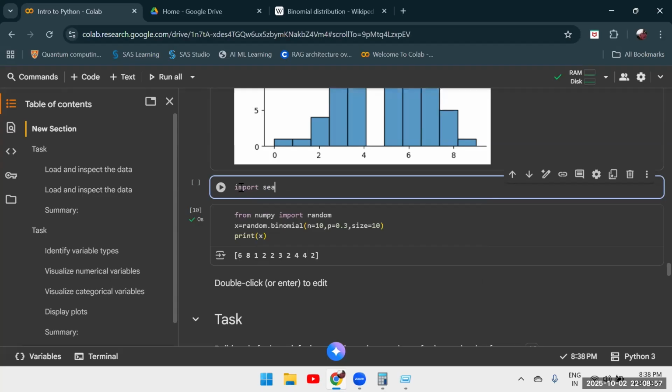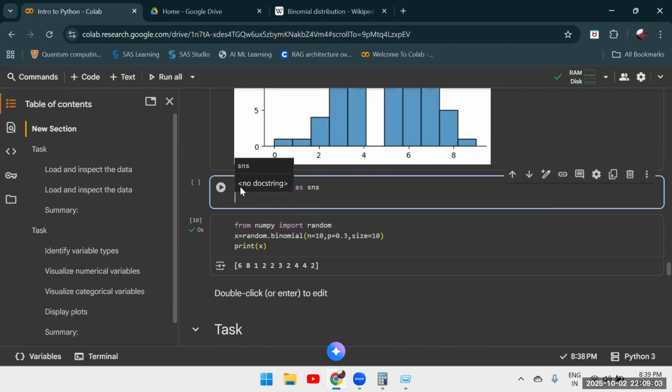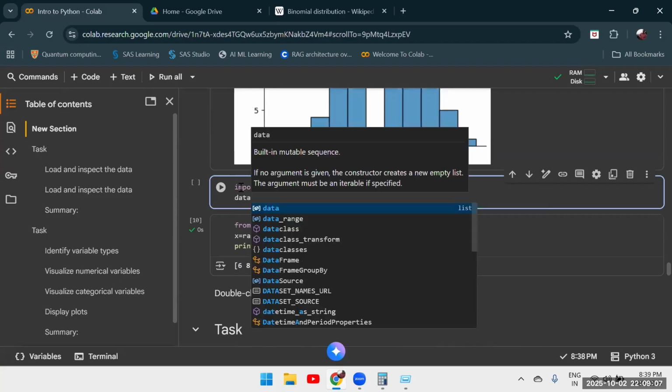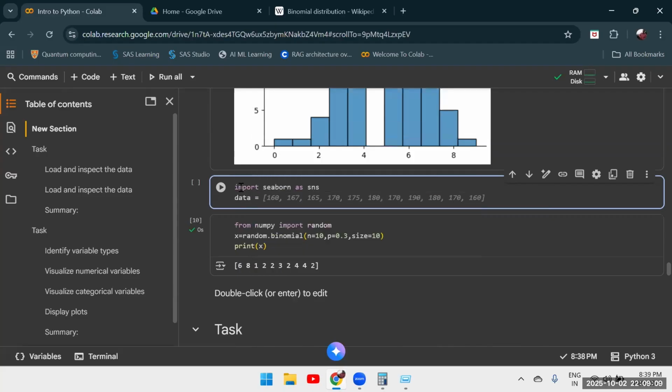So import seaborn as SNS. I'll import the seaborn module. Now I'm going to create some data. What kind of data? I'm going to create a dictionary object here. One object I'm going to name as normal, which will basically give me the values of a normal distribution.